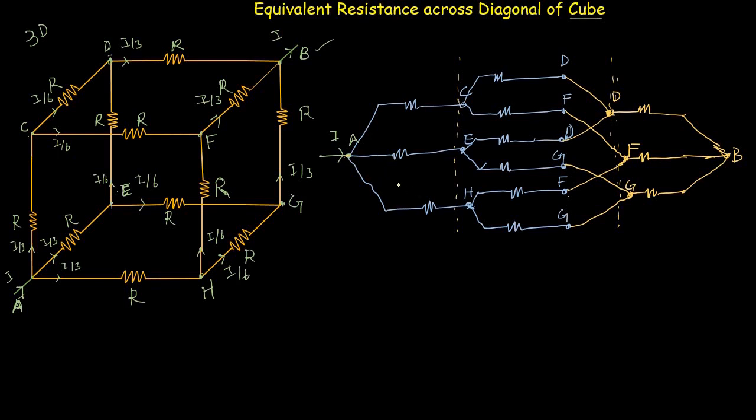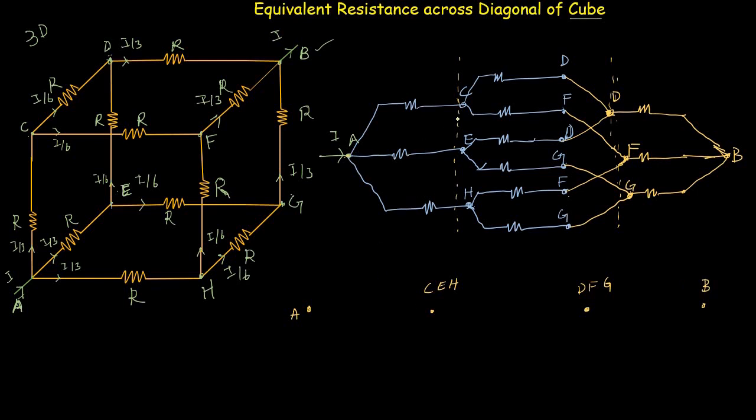So from this we can say that here we have an equipotential at these 3 points and an equipotential at these 3 points. We can replace these 3 points by a single point and these 3 points by a single point. So let's redraw this network again. So now let's say this is the point A, and this is the point CEH. And this is the point DFG, and this is the point B.